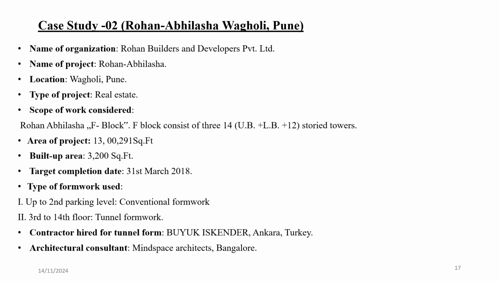The scope of the work considered three 14-story towers at F block. Area of the project is 13 lakh 291 square feet. Build-up area is 3,200 square feet. Completion date was 31st March 2018. Up to the second parking level, conventional formwork was used, while from 3rd to 14th floor, tunnel formwork was used.